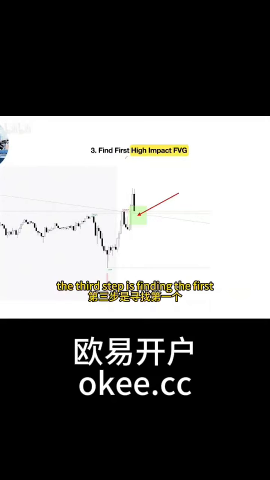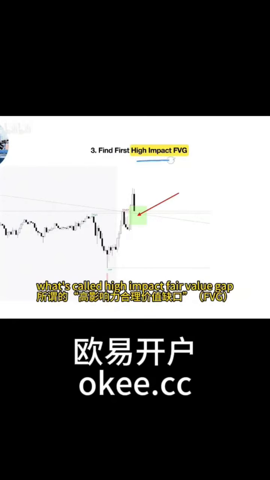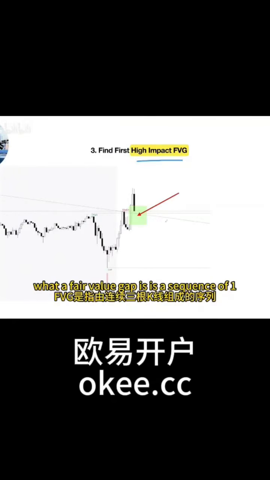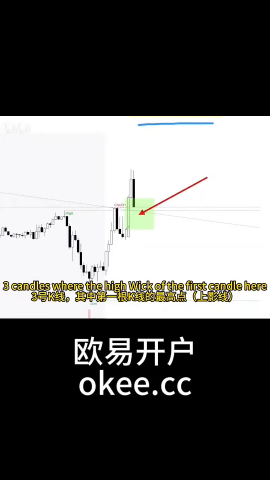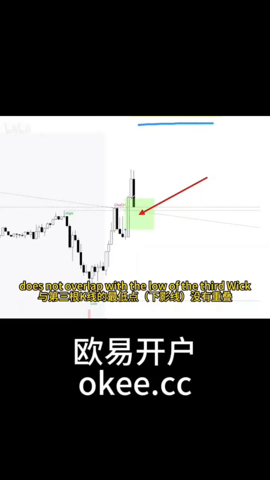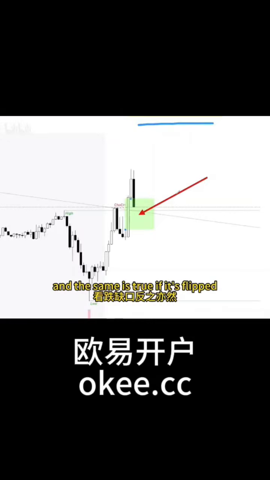The third step is finding the first what's called high impact fair value gap. And what a fair value gap is, is a sequence of 1, 2, 3 candles where the high wick of the first candle here does not overlap with the low of the third wick. And the same is true if it's flipped for a bearish fair value gap. So once we have the change of character, I'm waiting for the first high impact fair value gap to form.